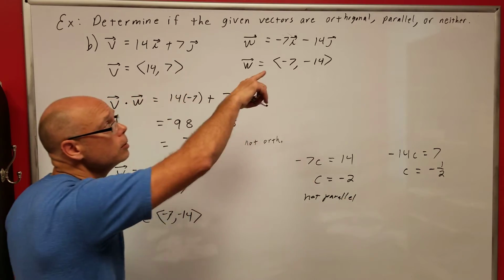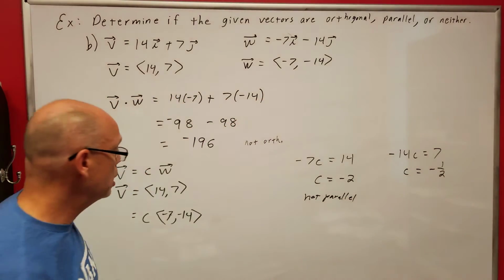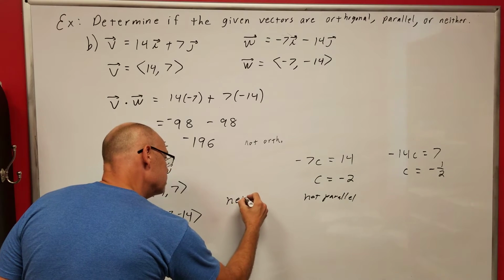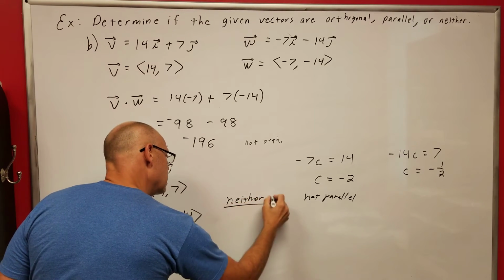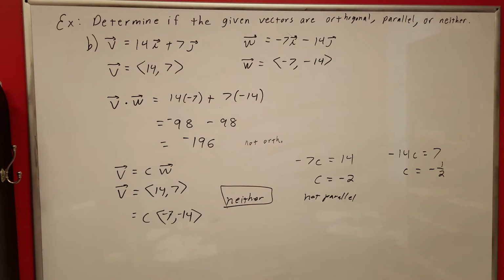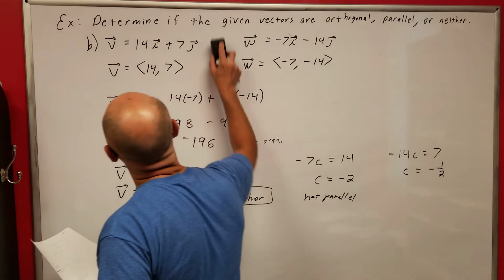So if they're not orthogonal, not parallel, then they're what? Neither. They are neither. Okay, let's see what's next in the notes. All right, what we have next in the notes is this.